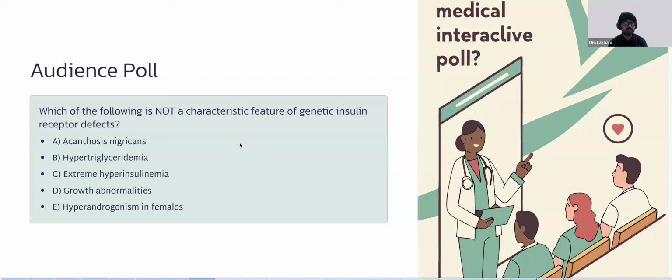Okay, Dr. Sumit has asked, what are the signs of decreasing insulin resistance when we begin lifestyle changes? We'll come to that when we discuss the treatment aspects. That is going to be discussed.